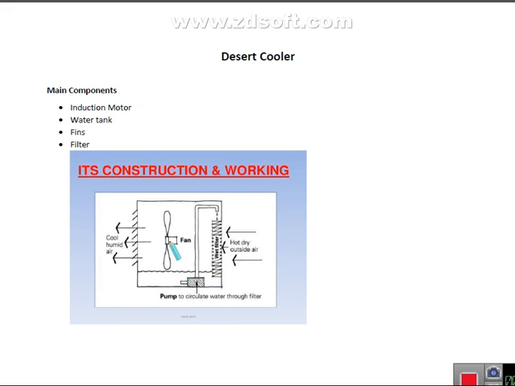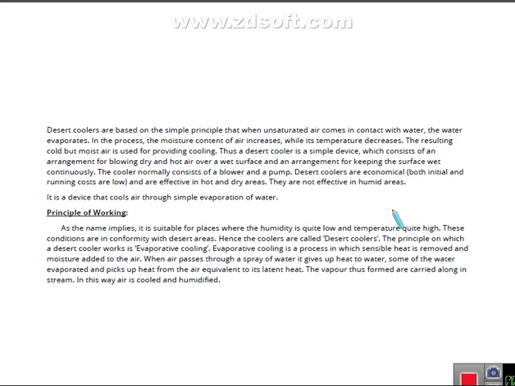As you can see, a fan is there, a water pump is there which is filled with water, a filter is there. From this side we are getting humid air. It is working on a basic principle: when the air coming from the outside environment comes in contact with the water, it evaporates, and in this process the moisture content of the air increases while its temperature decreases as compared to the outside. So the resultant cold and moist air is used to provide cooling.